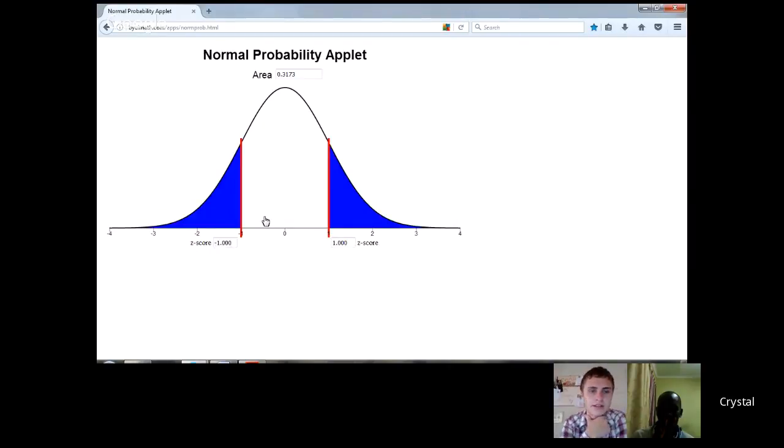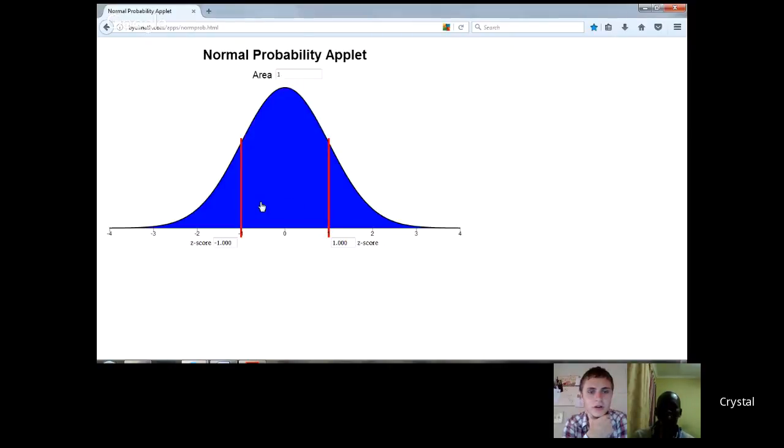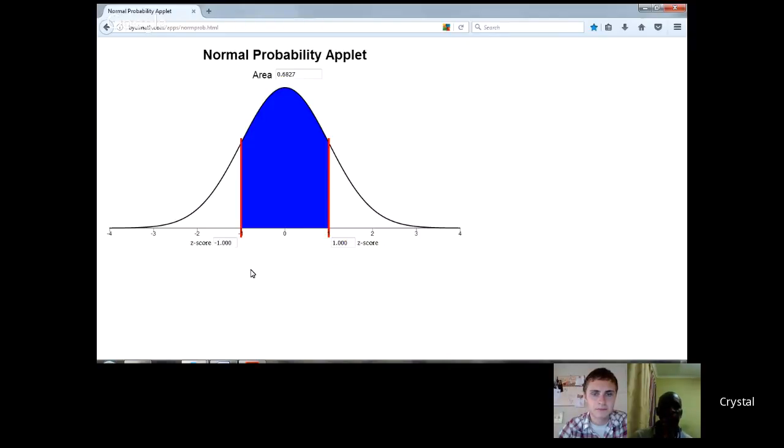Suppose that the z-scores come from a standard normal distribution. Use the normal probability applet to answer this question. What proportion of the z-scores will be between -1 and 1? And then it says to round it to 3 decimal places. So it looks like it's 0.683.